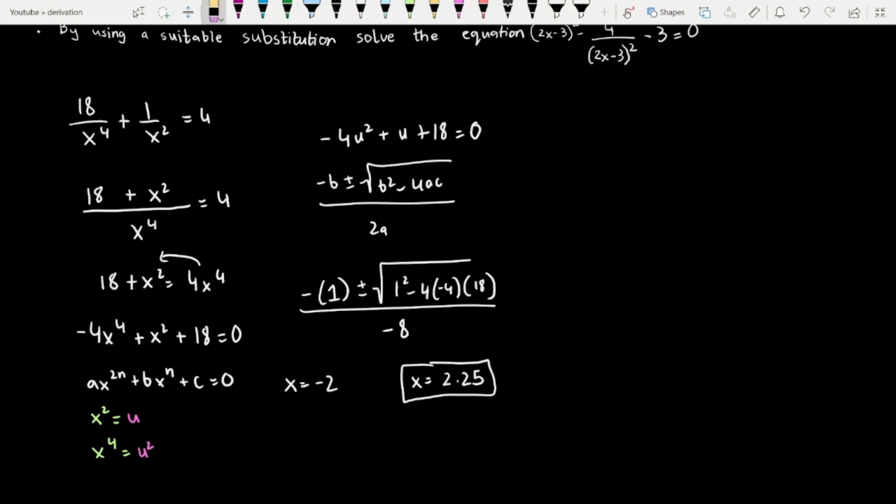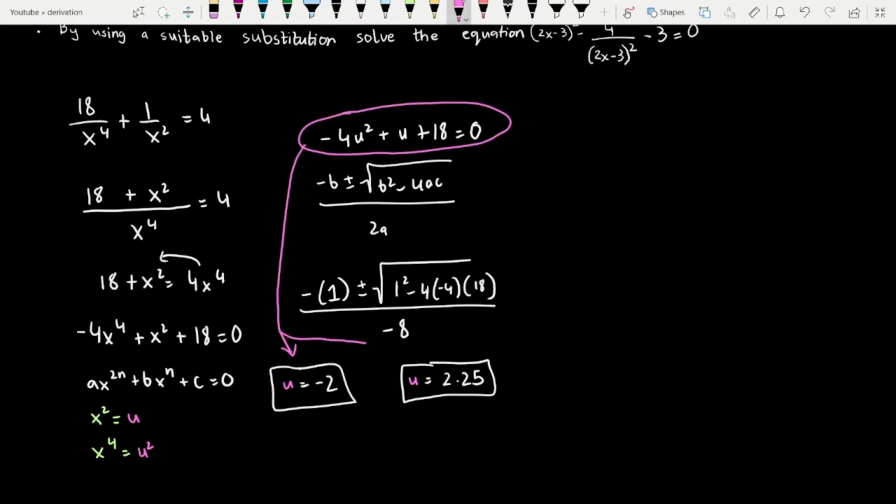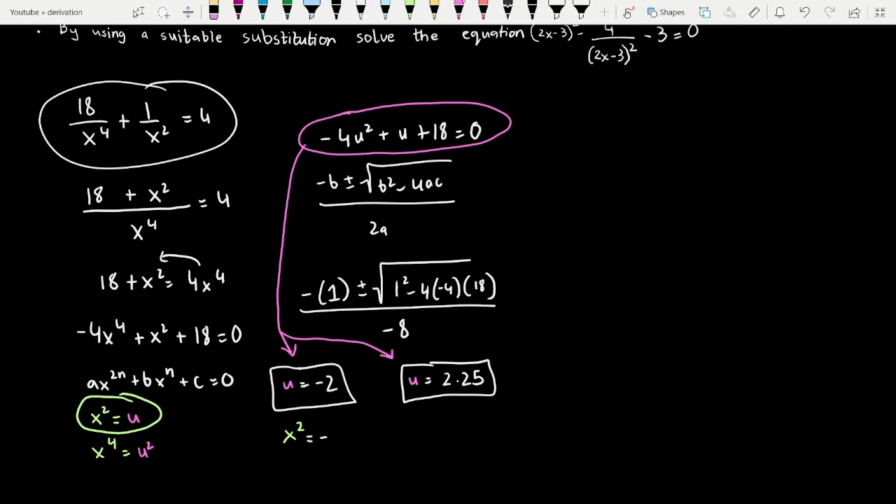My bad, these are not actually the values for x, but the values for u, right? Because the quadratic equation we had, this thing right over here, had u's in it. So we're going to get two answers for u. And we're not trying to find u, right? Because our original equation, if you look at this over here, had x. So we're not trying to find u, but instead we're trying to find x. So what do we do? Well, we know what u is equal to. u is equal to x squared. So let's replace that over here. So that's going to be x squared is equal to minus 2. And then we got x squared is equal to 2.25.